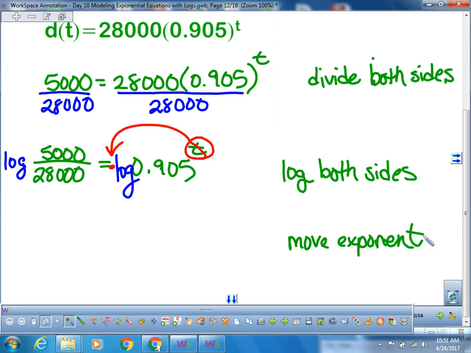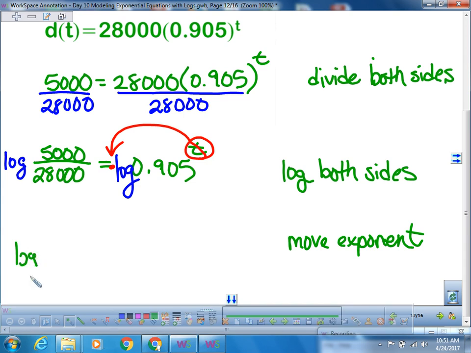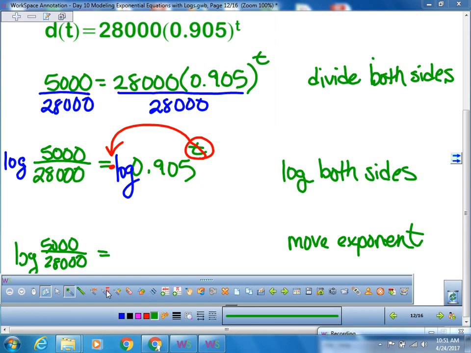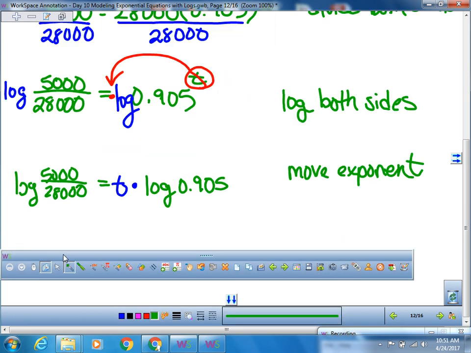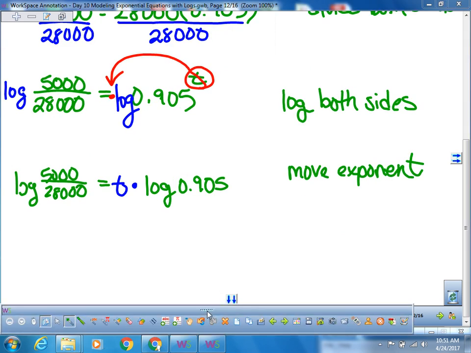Now I have log of 5,000 over 28,000 is equal to t times log 0.905. So what's the last thing I need to do? Divide both sides by log 0.905.